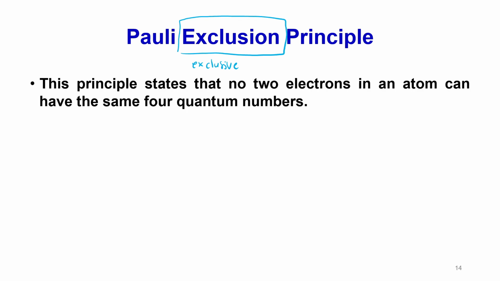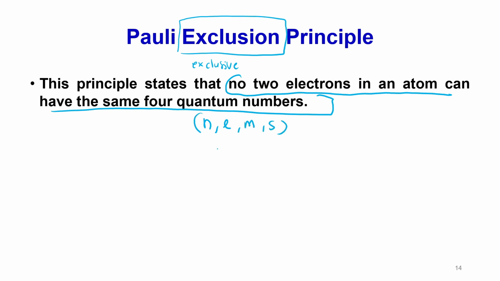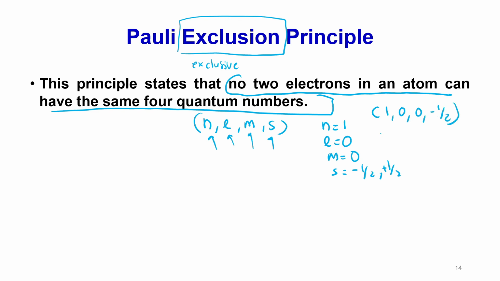So according to Pauli, no two electrons in an atom can have the same four quantum numbers. The quantum numbers are n, l, m and s: principal, azimuthal, magnetic and spin. If n equals 1, l is 0, m is 0, and s is negative half and positive half. So the first set is 1, 0, 0, negative half. Another set is 1, 0, 0, positive half.